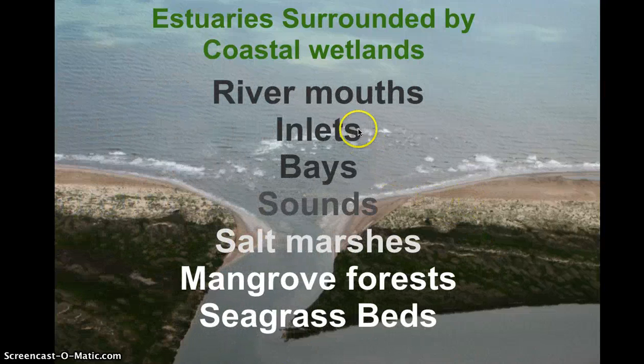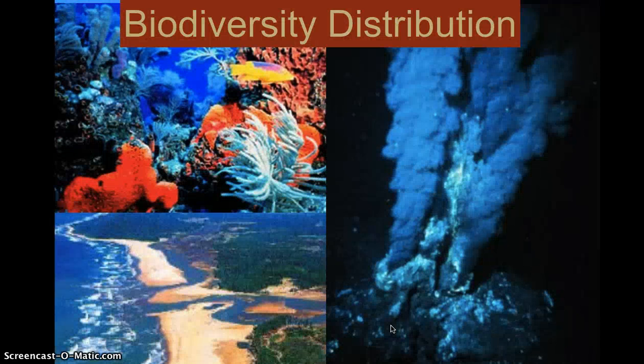And these are some other terms that you have to familiarize yourself with when you see the word estuaries. You're going to think of river mouths, inlets, bays, sounds, salt marshes, mangrove forests, all those. And again, we're going to talk about that later when we do freshwater biomes.